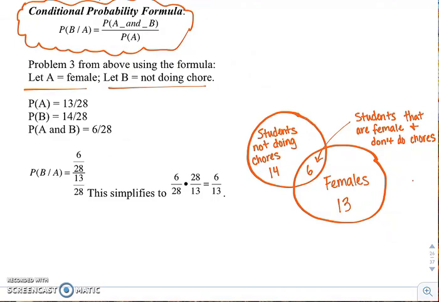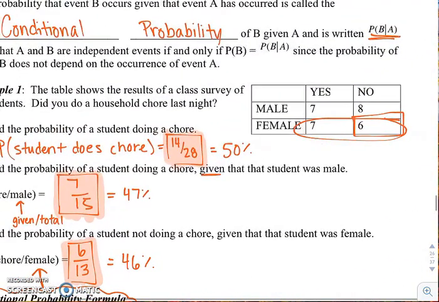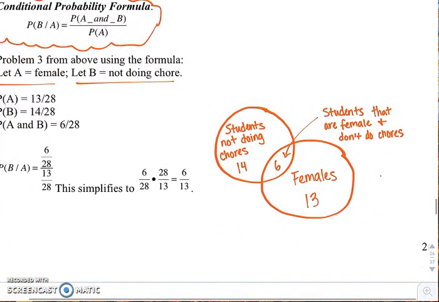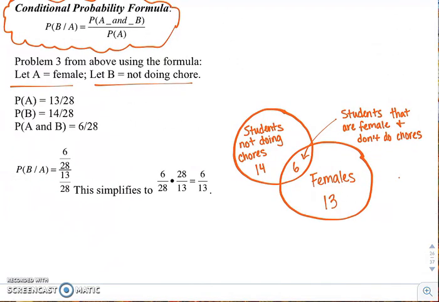Now the middle is the overlap, and I know that because of my chart. There were 6 females that did not do a chore, so they're female and they don't do chores. So that is the overlap. Because the given, or the total, is the 13, I use that circle. So, given that they are females, how many of them don't do a chore? 6. 6 out of 13.